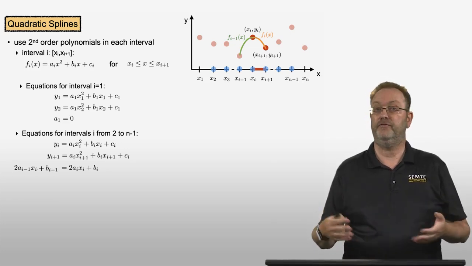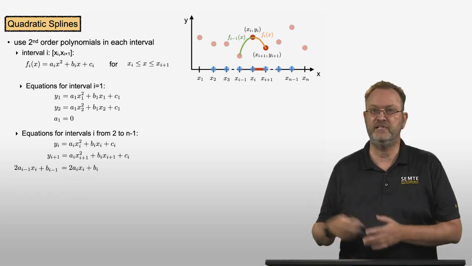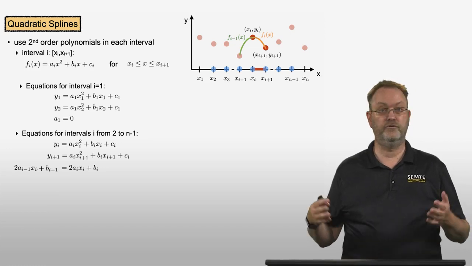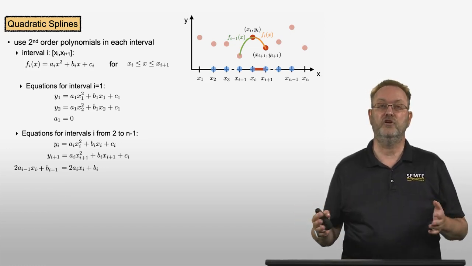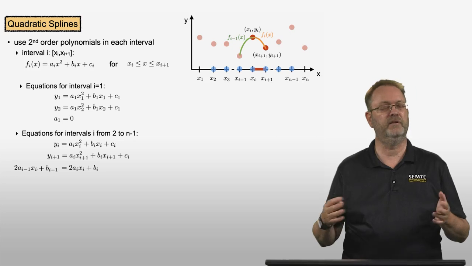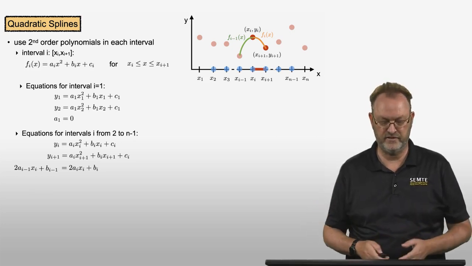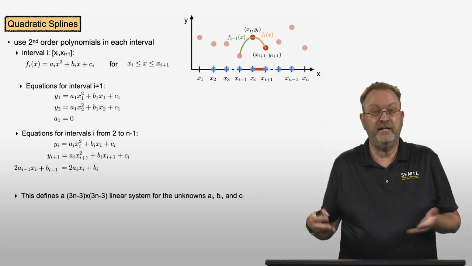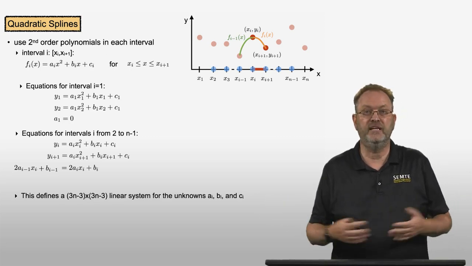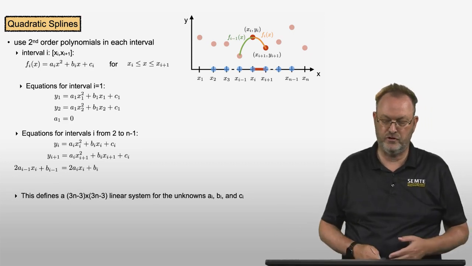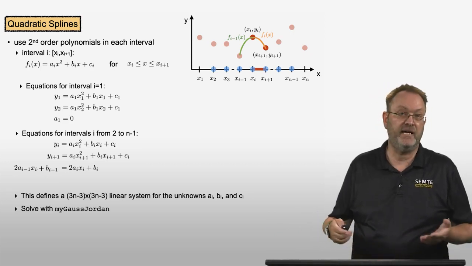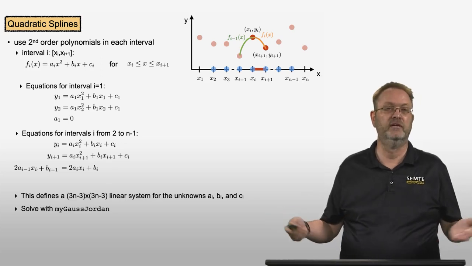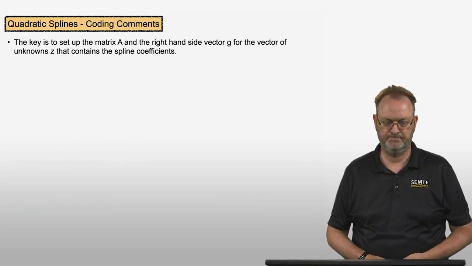And then I have 3 equations for each subsequent interval. And those are the equations that the function has to go through the endpoints and that the slope at knots for adjacent intervals has to be equal on either side. Now this defines a 3n minus 3 by 3n minus 3 linear system that we just have to solve for the unknowns ai, bi, and ci. And how do we solve linear systems? Well, with Gauss-Jordan using partial pivoting.